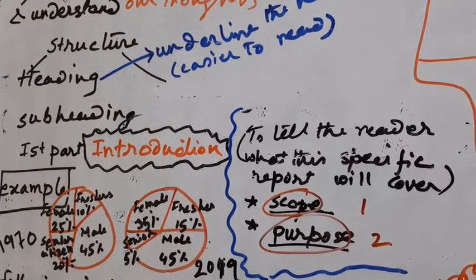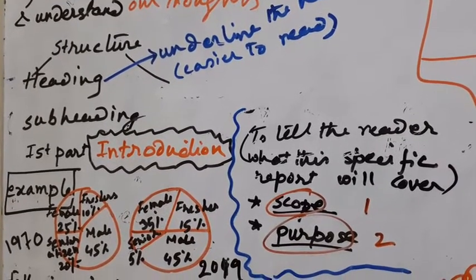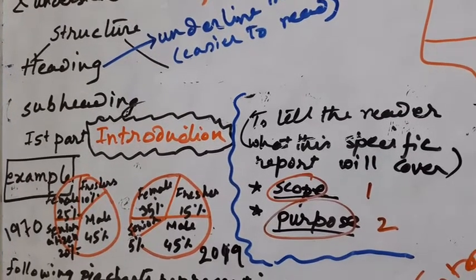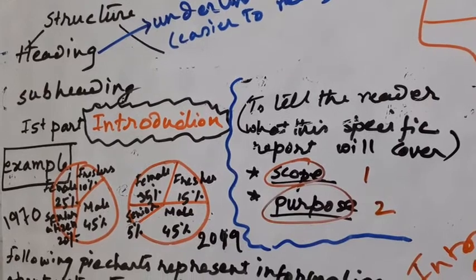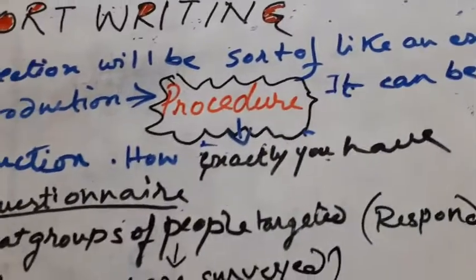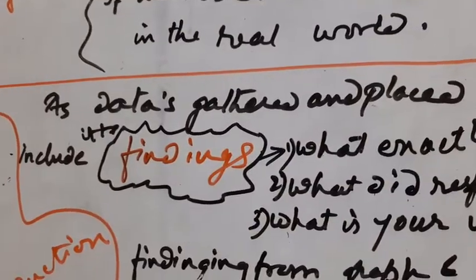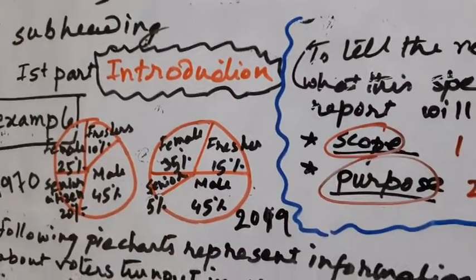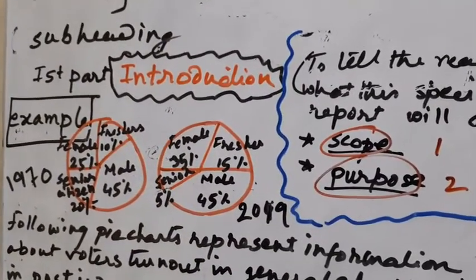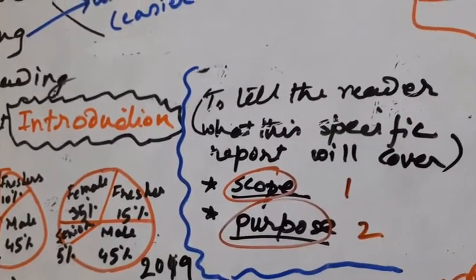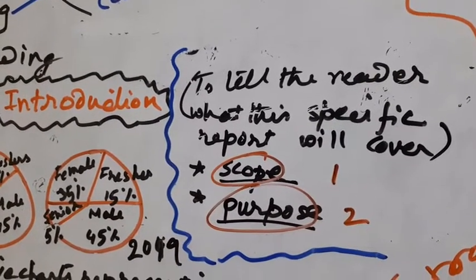Starting with the heading or title, followed by a subheading, you will then go for the introduction. There are several segments: heading, subheading, introduction, then procedure, then findings, followed by conclusion, and the end will be the recommendation. First of all, we will go for the introduction. Introduction means telling the reader what this specific report will cover.